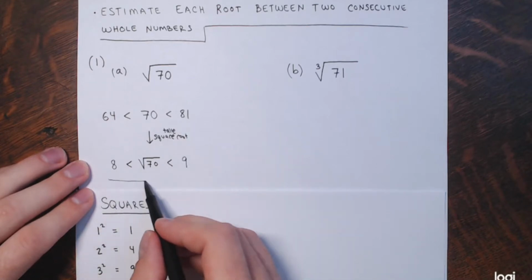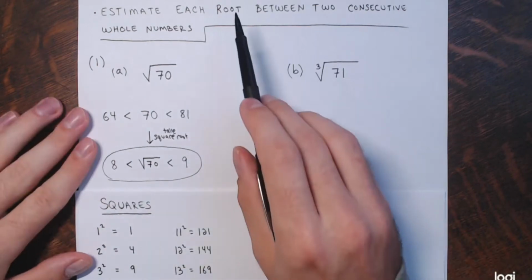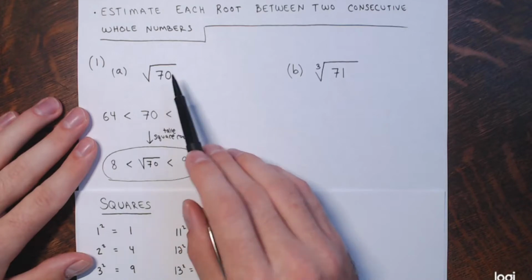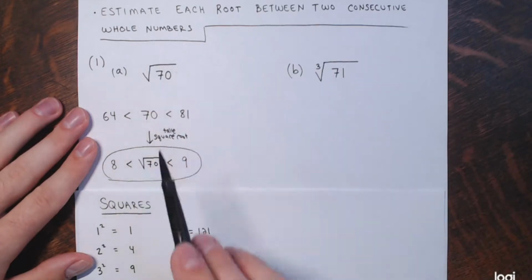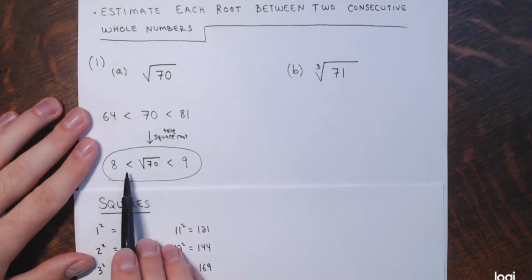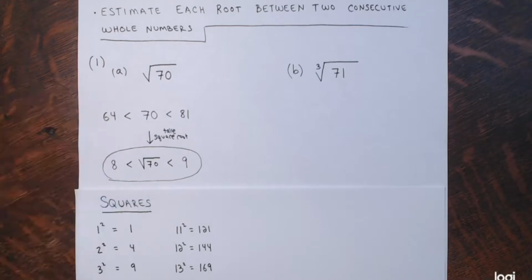And here's what they're asking us for. This root that we were given, between what two consecutive whole numbers is the value of this root? The square root of 70 is some number between 8 and 9. So it's 8 point something.